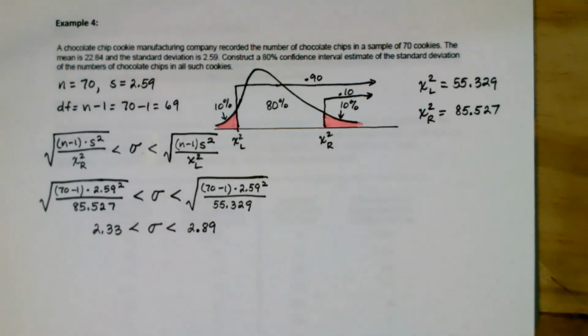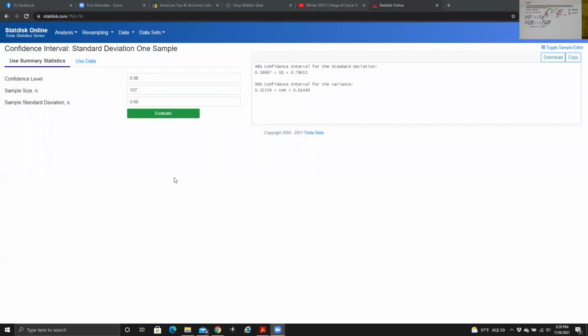Okay. So if we want to interpret that, we can say that we are 80% confident that the true standard deviation of the number of chocolate chips in all such cookies falls between 2.33 and 2.89. Now, however, we can do this by using StatDisk. So let me go ahead and go into StatDisk and show you how that's done.